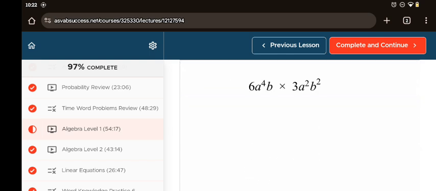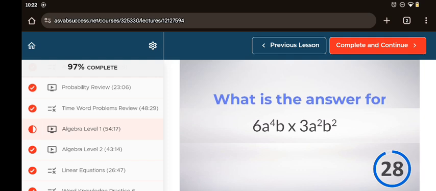If not, here's one more. Actually, we have 2 more, but work on this one first. I'll give you a little bit of time.